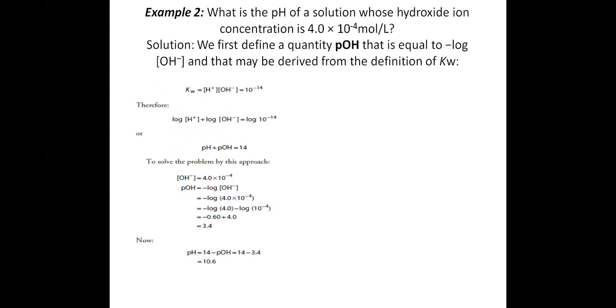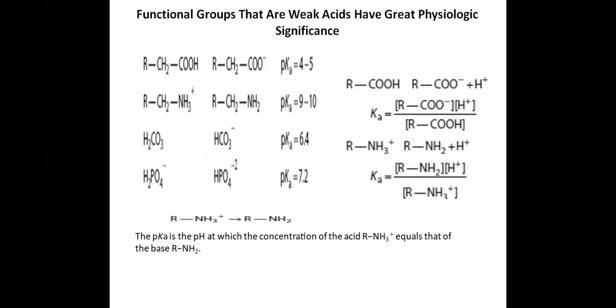Now, we could use the ion product of water, like I said earlier, to define the association between pH and pOH, which is pH plus pOH equals 14. So if you're going to solve for solutions where the pH is unknown, and you know the hydroxide ion concentration or the hydrogen ion concentration, you could always use this formula.